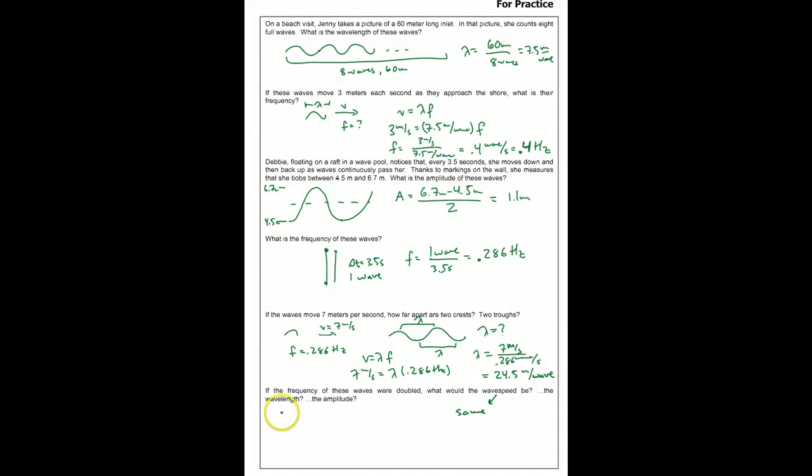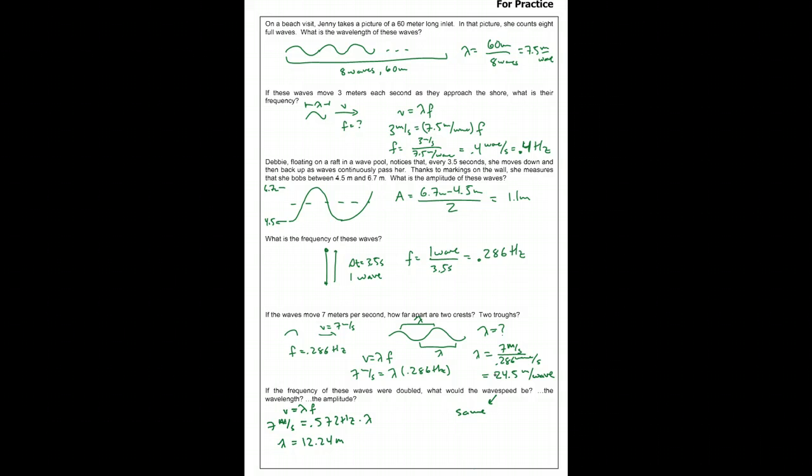So what would the new wavelength be? Well, v equals lambda f is still true. The speed is 7 meters per second still, and if I double the frequency of these waves, that would make it 0.572 hertz. My new lambda I can calculate would be 12.24 meters, and that's half, right? So if I double one, I halve the other.